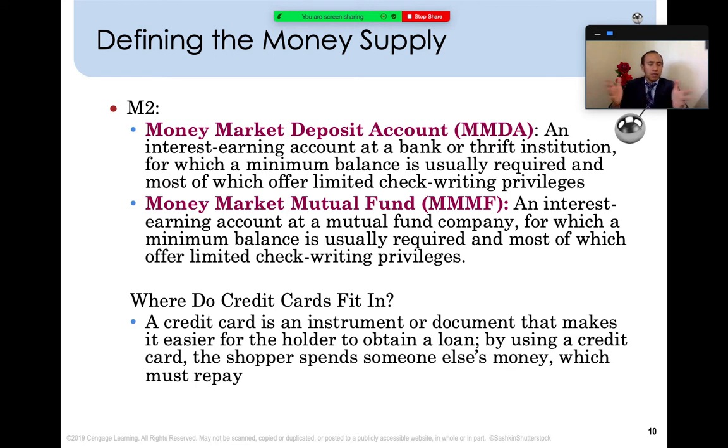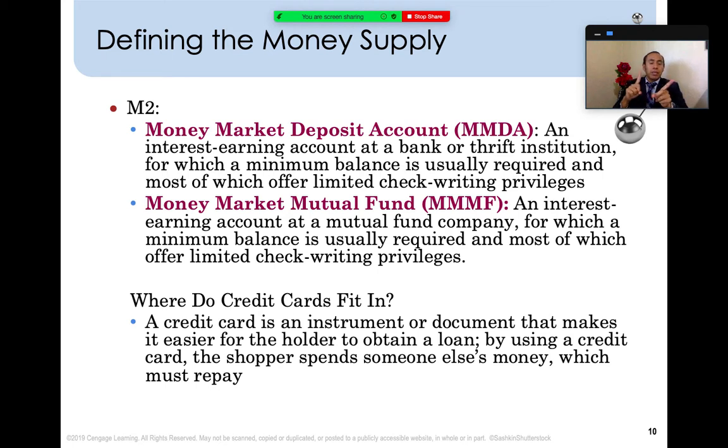And there are other types of accounts that you can use, but these are the basic definitions of money, M1 and M2. And in investment banking, there are other different types of programs that you can invest your money in. What about credit cards? Where do they fit in? Credit cards are paper credit cards, plastic credit cards.